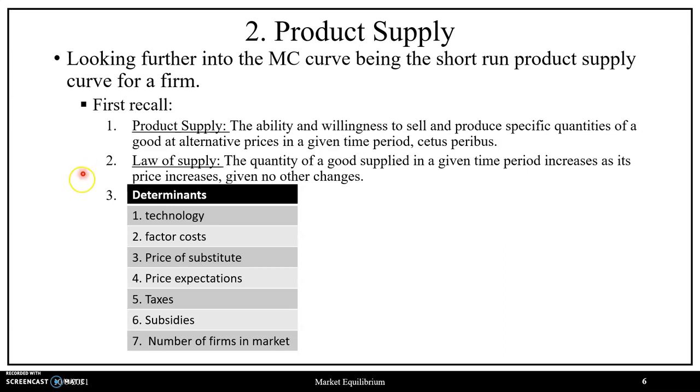And in terms of our non-price determinants of product supply, we have seven: technology, factor costs, price of substitute goods that the firm is producing, price expectations of the good that's being produced, taxes paid to the government, subsidies received from the government, as well as the quantity of firms operating in that market space.